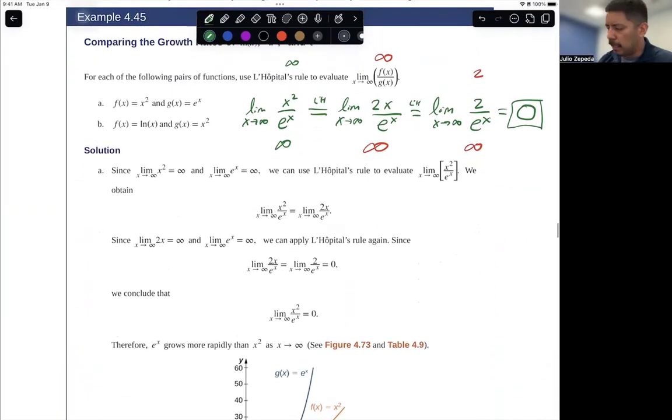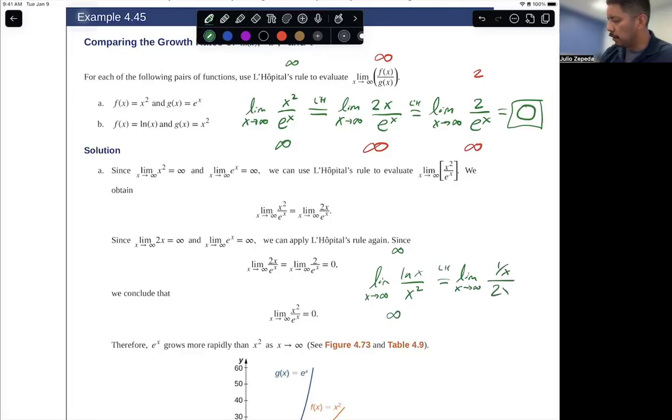And the last one here, the limit as x approaches infinity of f of x over g of x. Let's see here. The top goes to infinity, the bottom goes to infinity. So if we apply L'Hopital's rule, then we get the limit as x approaches infinity of 1 over x divided by the derivative of the bottom, which is 2x. And so this is equal to, we can actually simplify this using algebra. 1 over x divided by 2x over 1. We can flip and multiply, and we get 1 over 2x squared.